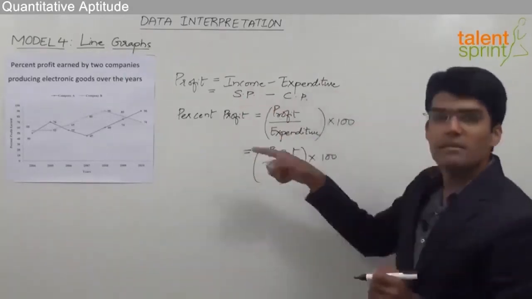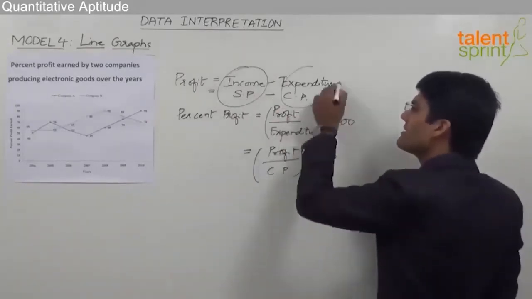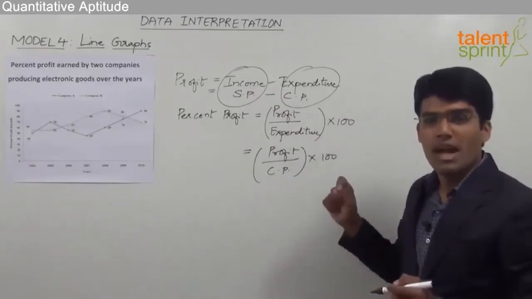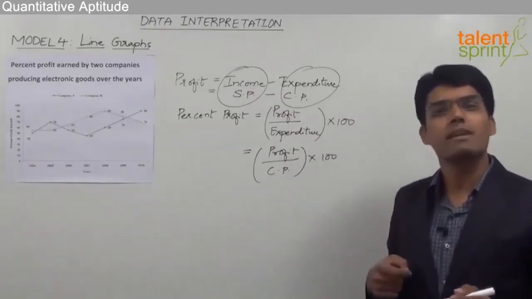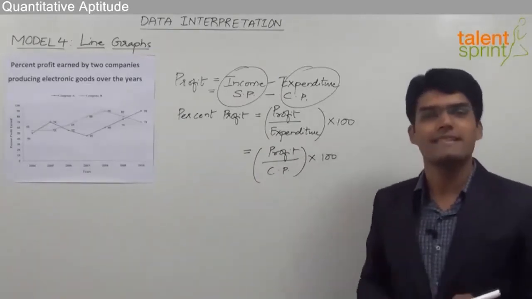So if you compare with the various terms here, income is nothing but selling price, and expenditure is nothing but the cost price. So now if you treat income as selling price and expenditure as cost price, solving different questions from this topic will become very easy.